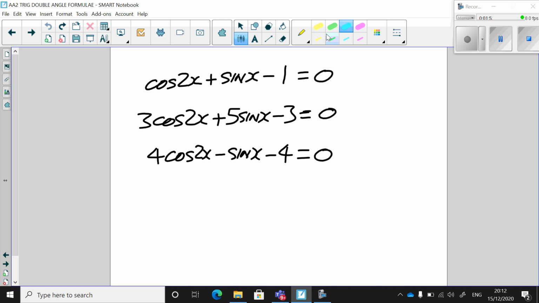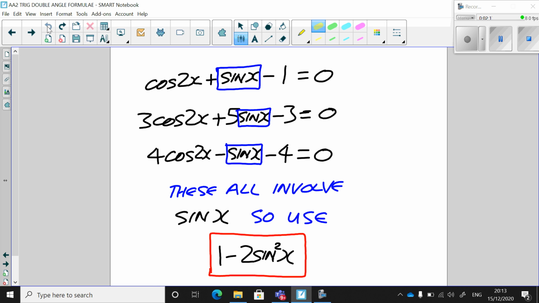Okay, what about this one here? Well, we know cos 2x will get replaced, so we don't care about that. It's the other trig parts we're interested in. They've all got sin x, so we want a replacement that only involves sin x. That's 1 minus 2 sine squared x. That's what we're going to use here.